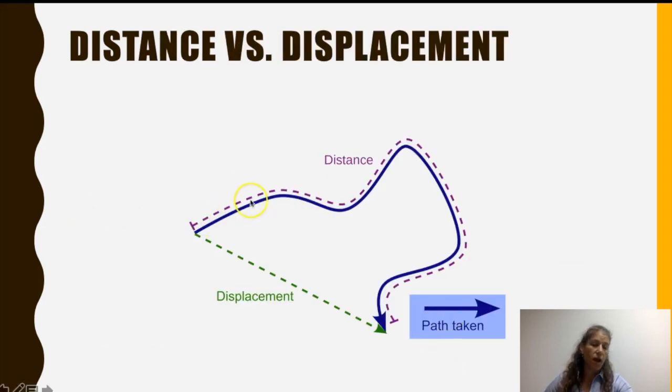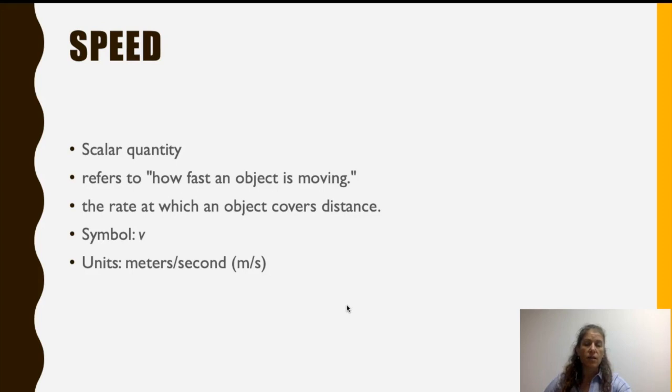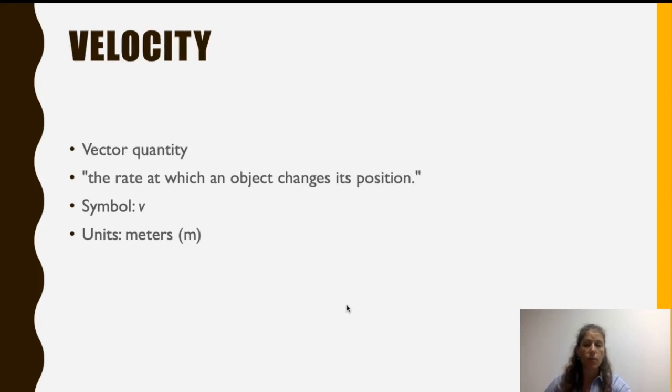So this is a graphic that shows here's your distance, but your displacement is always a straight line between the beginning and the end. So speed versus velocity. Speed is how fast you're moving, right? It's the rate at which you cover distance. It's the total distance over the time elapsed, right? And the symbol is V. The units in the metric system are meters per second.